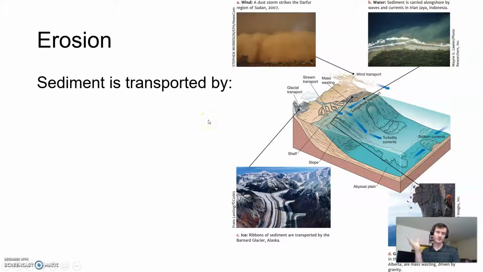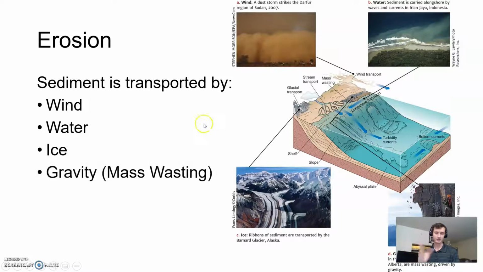So sediment is transported usually by either wind, water, ice, or the last one is just gravity. Sometimes you hear this called mass wasting. For whatever reason, rocks come loose, they fall. This would include things like landslides, rocks falling downhill. Gravity likes to do this.